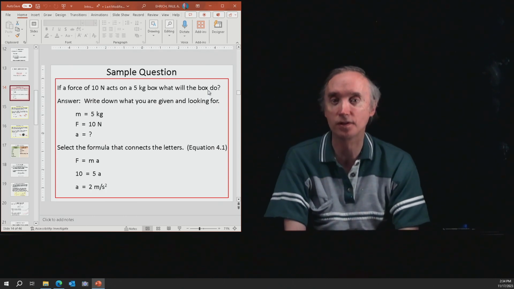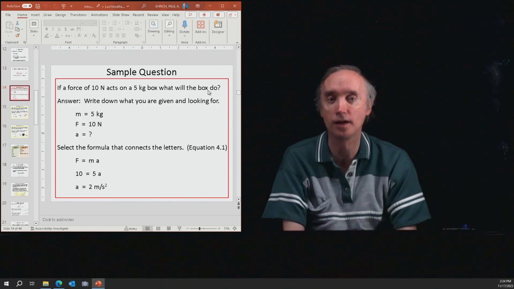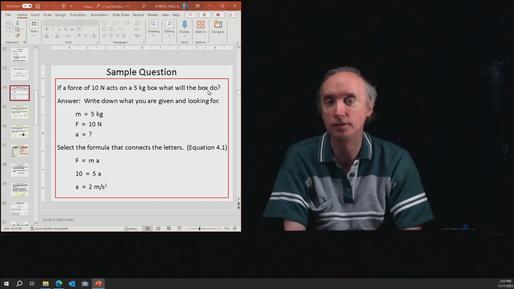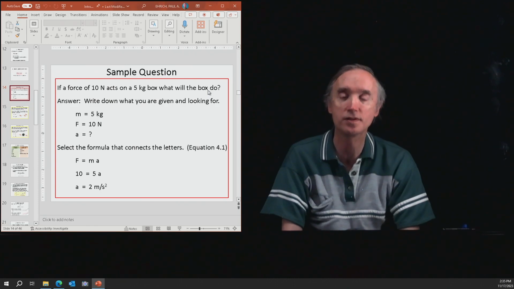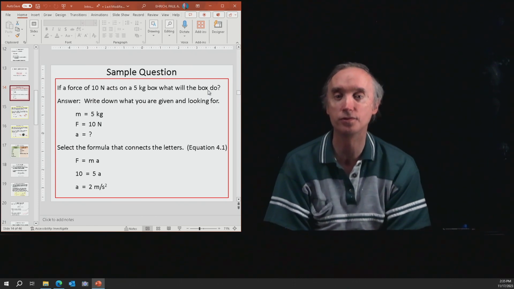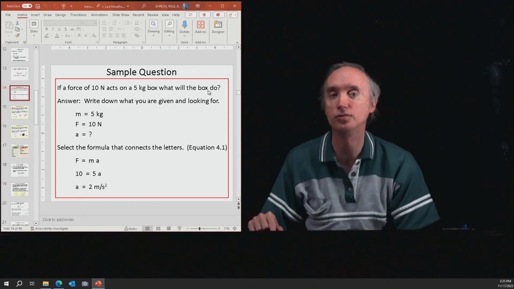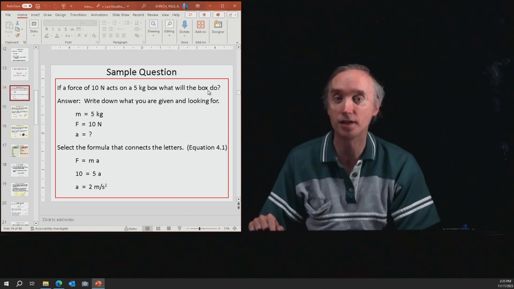Then we're going to select the formula that connects the letters, which is going to be equation 4.1. And so we're going to say force equals ma, plug in the force, plug in the m, solve it for the a, and you get 2 meters per second squared. So there's an example of how to use Newton's second law. But we also want to be able to do qualitative questions, so conceptual questions using this formula.